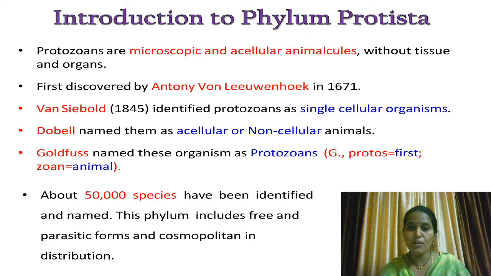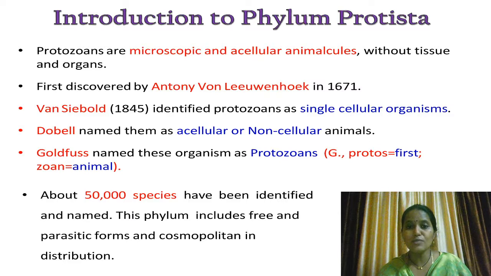The most important thing is that the term protozoan was coined by Goldfuss. Scientist Goldfuss named these organisms as protozoans. The term protozoan has a Greek origin. Protos means first and zoon means animal. About 50,000 species have been identified and named till now.